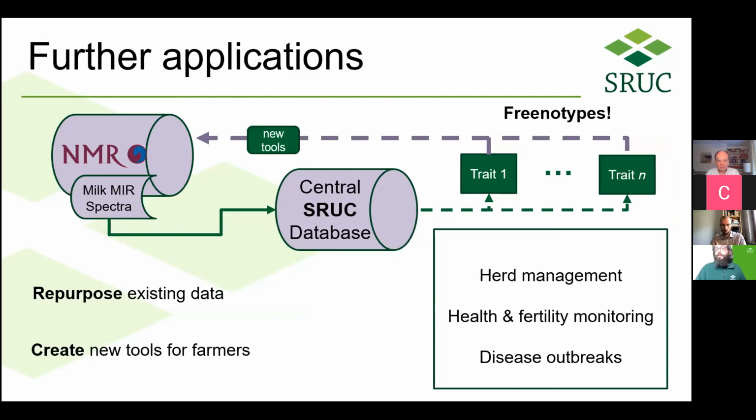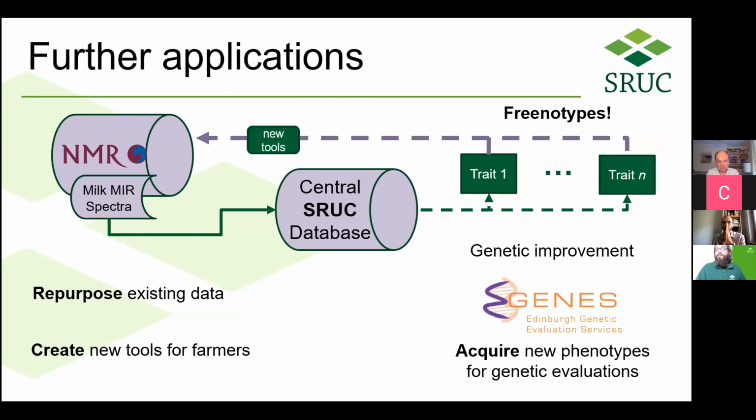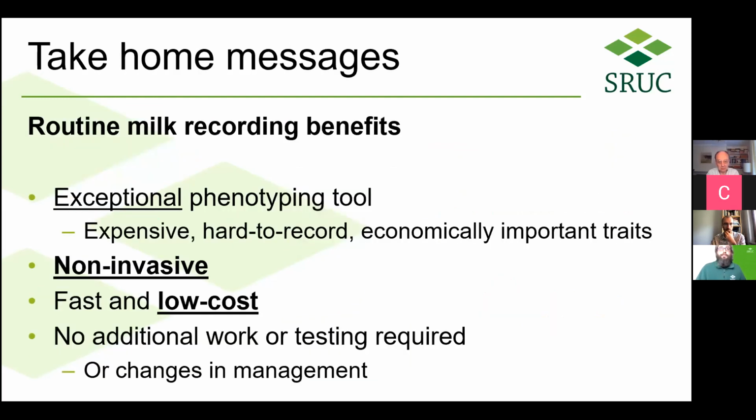We can look at other disease phenotypes, something like Johne's, which again is a big issue in the UK and has links with TB also. But what we can also do in collaboration with eGenes at SIUC is acquire new phenotypes for genetic evaluations, and then that data can be used for genetic improvement. So it's a win-win, all using data that we already have available to us.